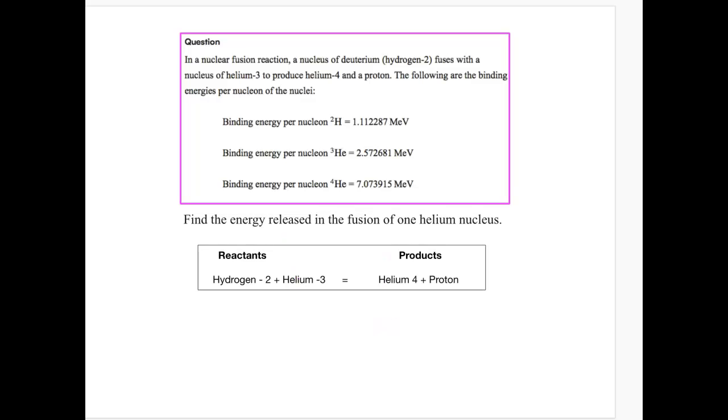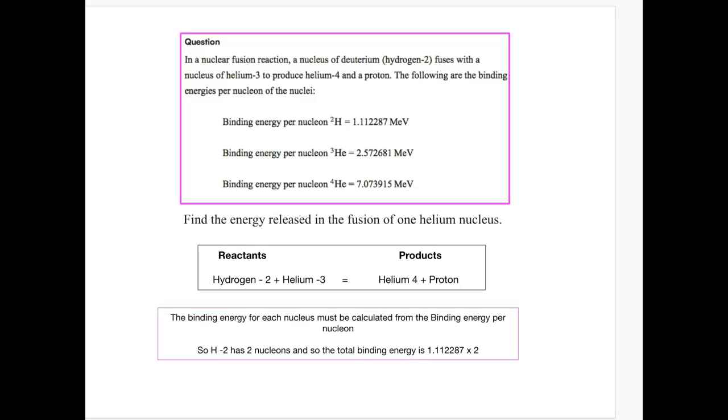The reactants are hydrogen-2 and helium-3. The products are helium-4 plus the proton. Now, the binding energy for each nucleus must be calculated from the binding energy per nucleon. Note that hydrogen-2 has 2 nucleons, and so the total binding energy would be 1.112287 times 2. Similarly, helium-3 has 3 nucleons, and so the binding energy for helium-3 would be 2.5 and so on times 3.